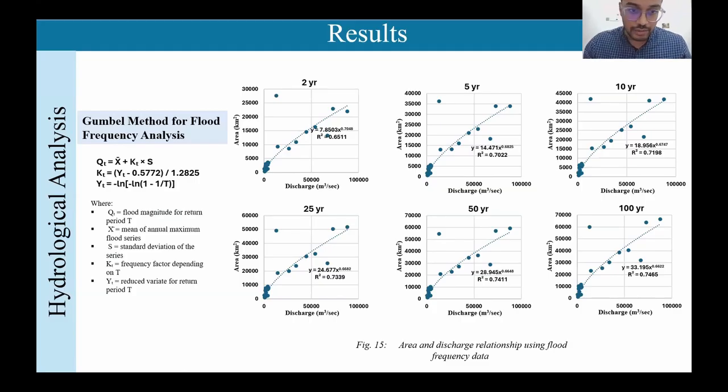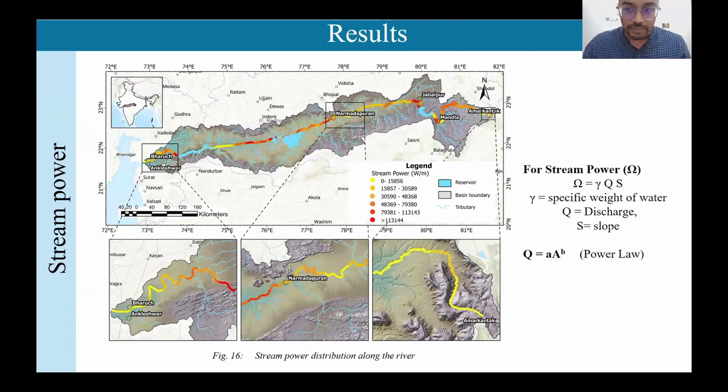So using this discharge and area relationship, I have calculated the stream power. Stream power helps to understand the energy condition along the river, as you can see, from upstream to downstream.